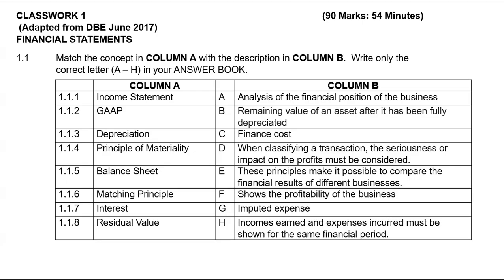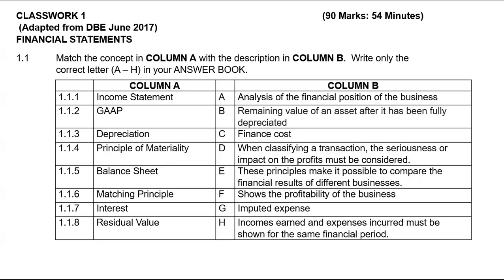Remaining value of an asset, that is a residual value. Finance cost, it's interest expense. When classifying a transaction, the seriousness or impact on the profits must be considered. That will be materiality. This principle makes it possible to compare financial results of different businesses. That is GAAP principles. Shows the profitability of the business, that will be F. So 1.1 will be F.